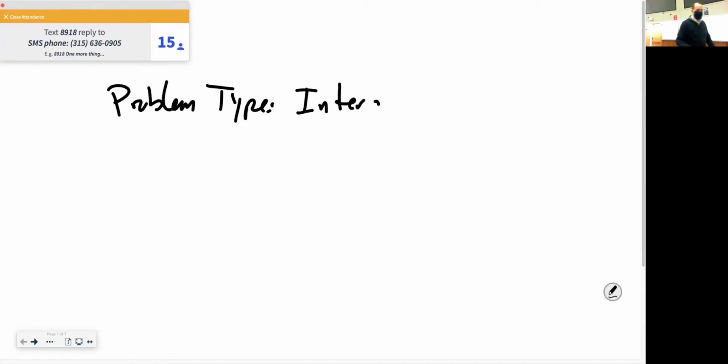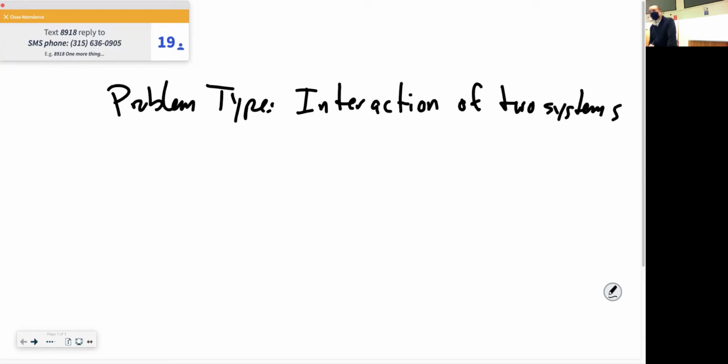You're not seeing this, are you? The Zoomers are seeing it. Okay. This should start up in about 10 seconds. Interactions of 2 systems. Sorry? Yeah, it's going to come up in a second. It's warming up. There it is.